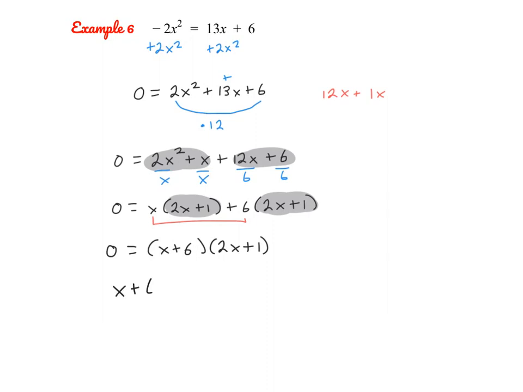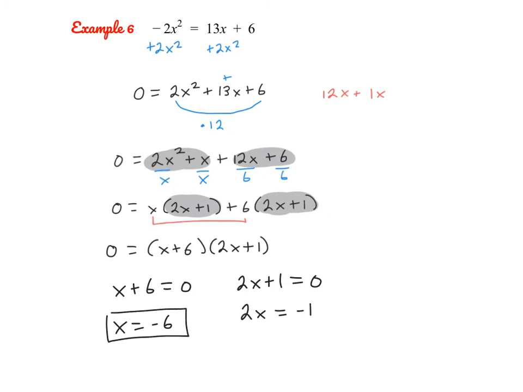So x plus 6 equals 0, 2x plus 1 equals 0. x equals negative 6, 2x equals negative 1, so x equals negative 1/2, and those are our two solutions. So again, if factoring a trinomial like this was a little bit tricky, please make sure you have gone back and watched that factoring review video, because I do discuss how to do that in more detail.